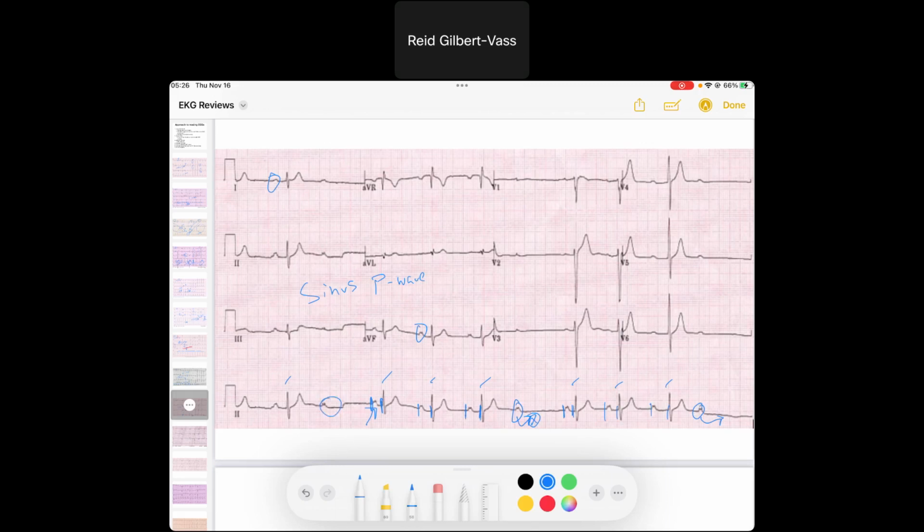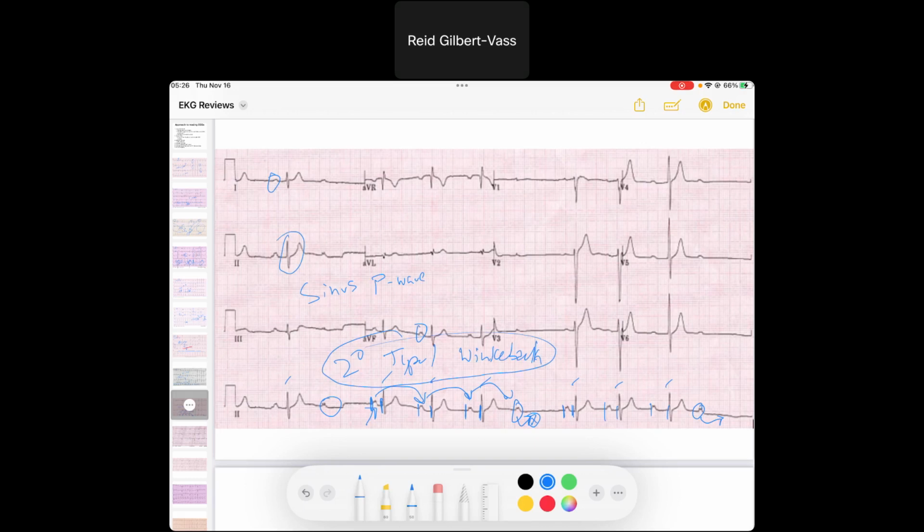So because there are some that don't conduct, we know this is second degree, and because the PR interval is getting longer and longer until it drops, that's type 1, or Wenckebach. We're still going to need to evaluate the QRSs, because this is just telling us what the AV node is doing. It's not telling us what the His-Purkinje system and the ventricles are doing.